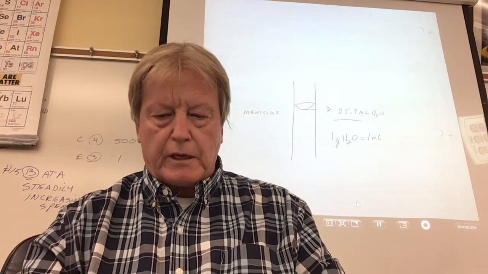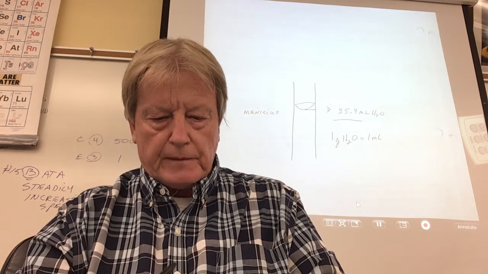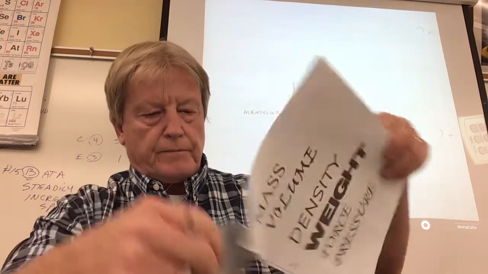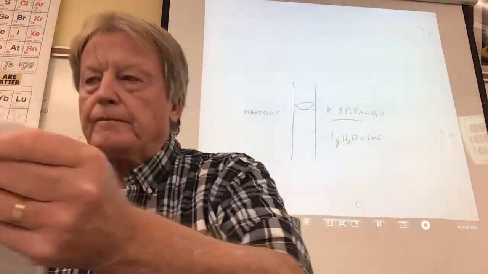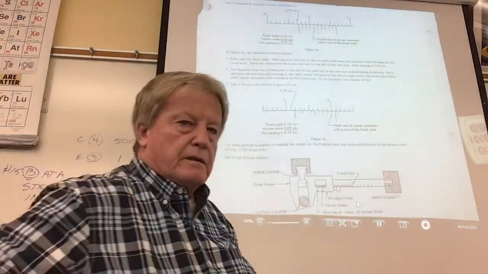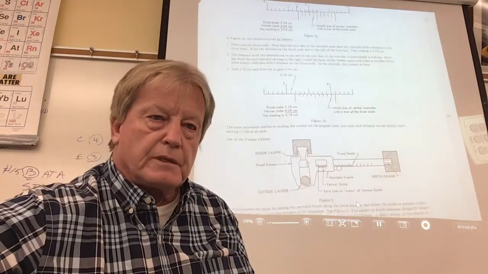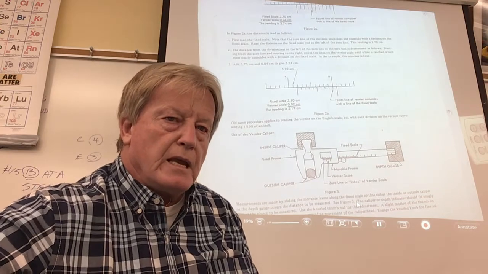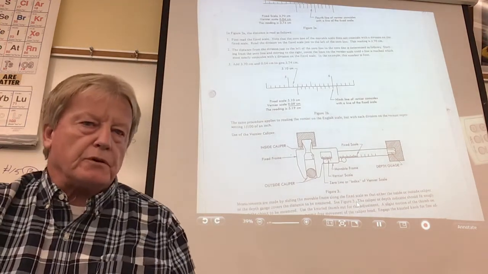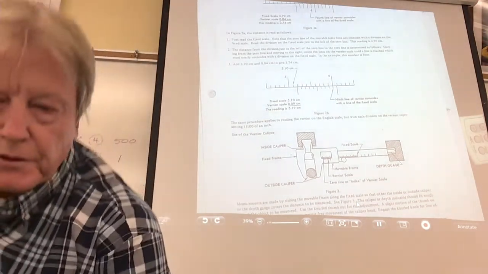I'm going to go to the camera now so you can see this. Now, let me see. I think you can see that pretty well. Okay, can everybody see that? If you have that packet in front of you, you can see a drawing of the vernier calipers.